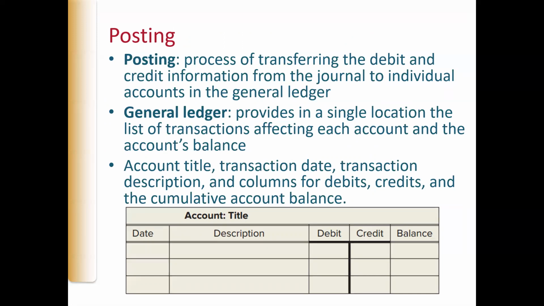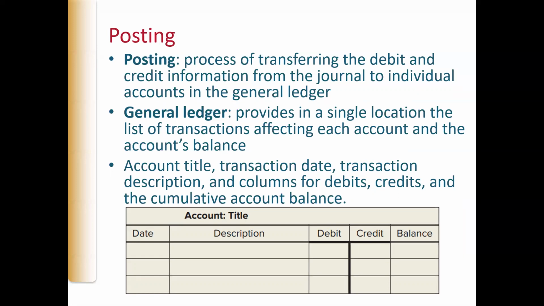And for every transaction we create, what accounts are affected? Do we debit them or do we credit them? When we're done doing all those, we are then going to post each one of these transactions to the various accounts.